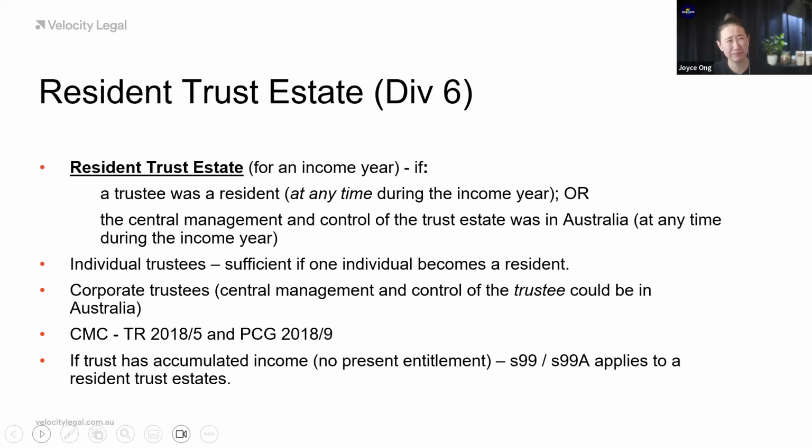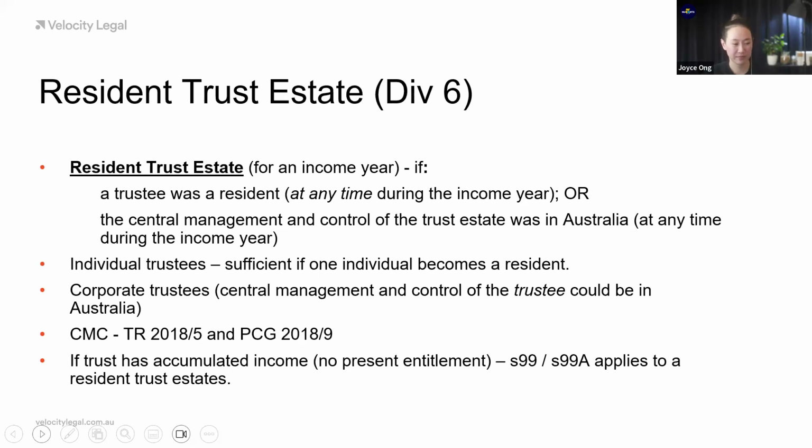Is it like the profits have never been taxed in Australia before, something like that? Then 99B applies? I'll come to B later. This is just 99A, just for income derived in that year. And I see, it hasn't distributed it to anybody.